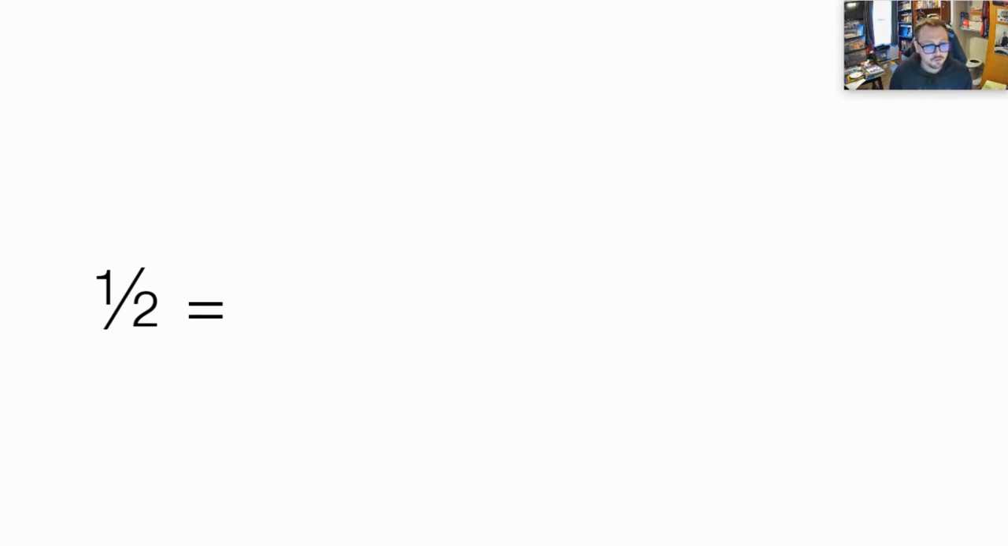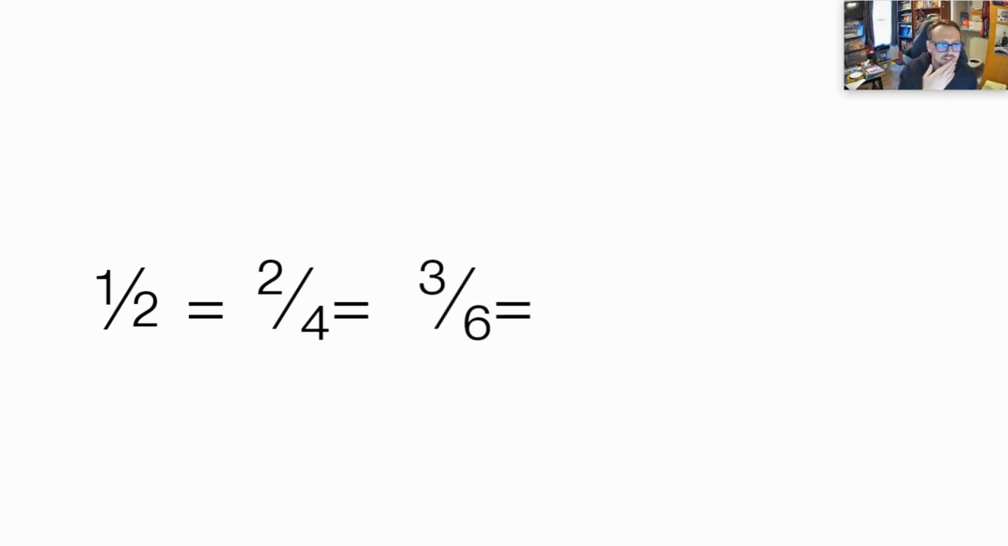I just showed you with that model that 1/2 is equal to 2/4, which is also the same as 3/6. Look at these three fractions. Look at the numerators, the numbers on the top. Do you notice a pattern? Then look at the denominators, the numbers on the bottom. Do you notice a pattern happening with those? I want to see if you can predict what the next equivalent fraction in this sequence is. We started out 1/2, 2/4, 3/6. Can you guess what's next?